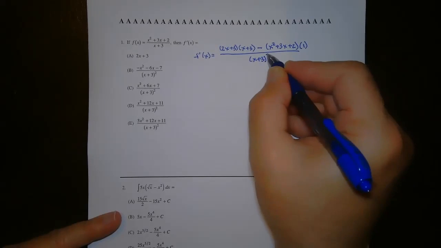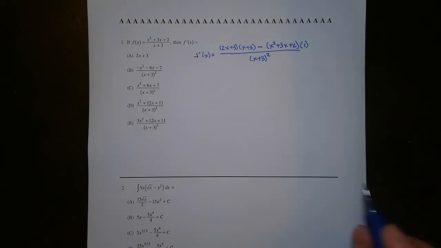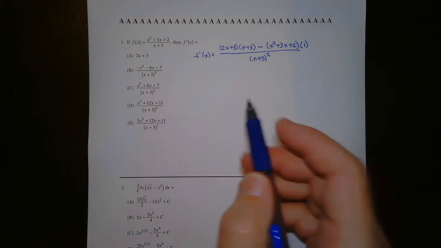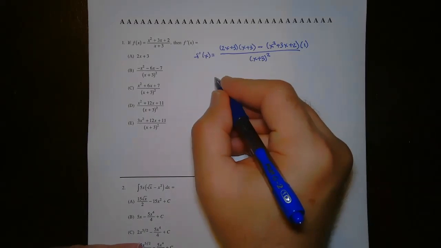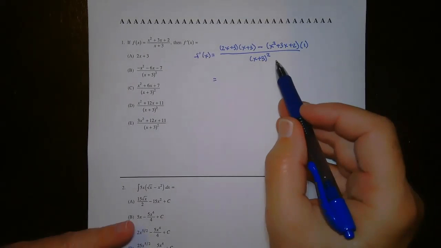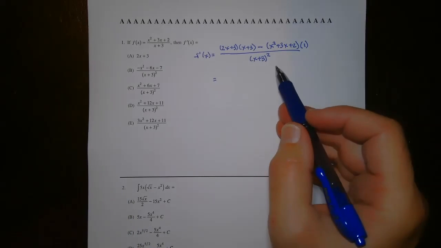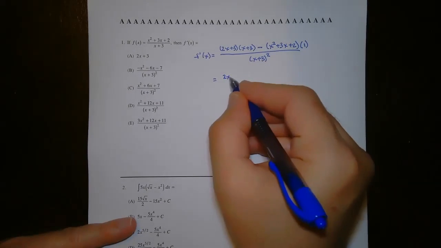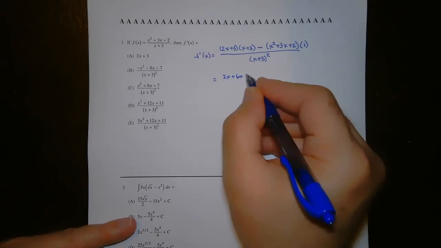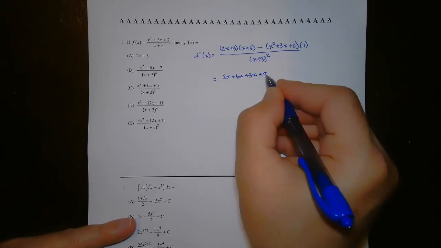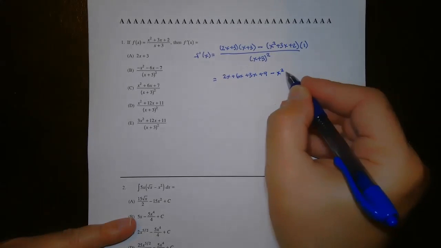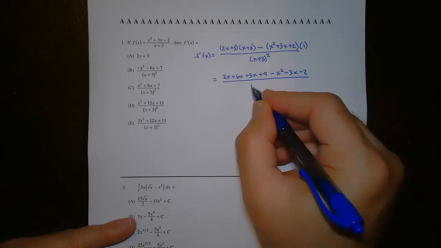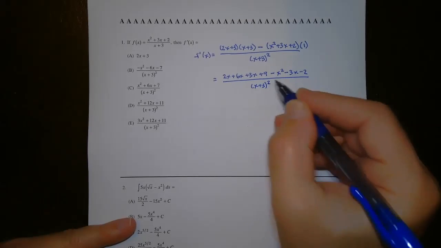We don't have multiple choice questions on the AP exam this year, so I want you to work these out. Don't just go over and ask which one it can't be. You're going to have to do that for the AP exam. Actually, if you stopped right here on the AP exam, that's the derivative. I'm going to multiply this out. So this would be 2x squared plus 6x plus 3x plus 9, minus x squared minus 3x minus 2, all over x plus 3 squared.